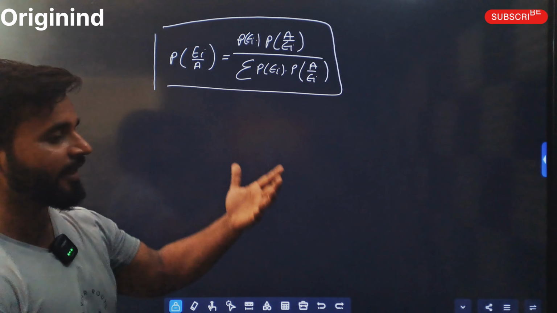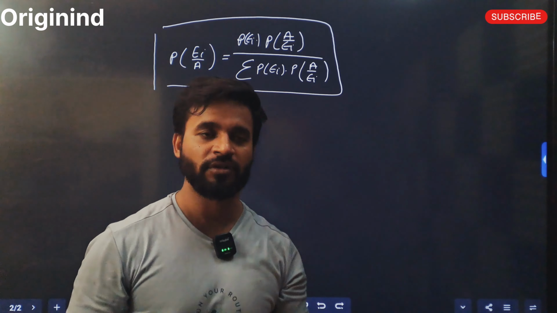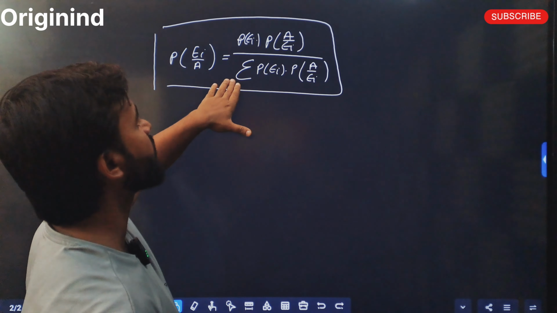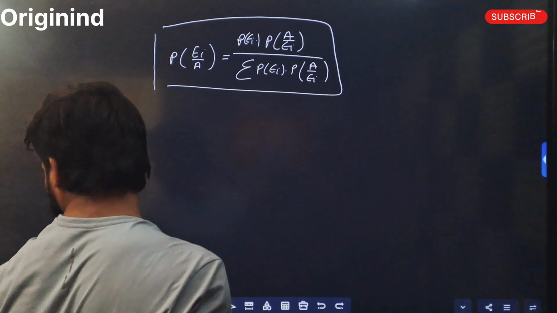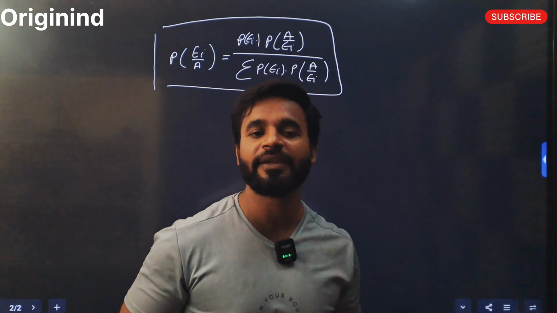So Ei indicates the event, and A is the condition, the case whose probability we want. So it is P of Ei into P of A given Ei, divided by the summation of P of Ei into P of A given Ei. This is the Bayes theorem. Now we will take a question, and then we will discuss it. I am telling you approximately 4 to 5 question types for you, so this video is going to be very important. Don't miss a single second. Okay guys, please watch the full video.